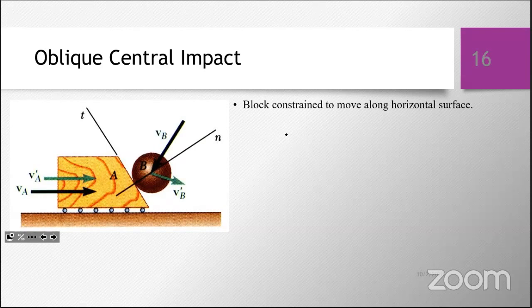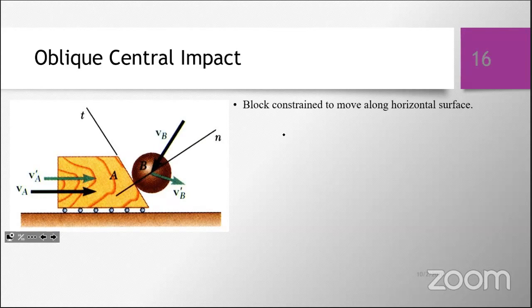But it can't, we're going to assume that it doesn't move off of the ground. So it's got some initial velocity v sub A, it's got some final velocity v prime of A. This ball, the mini Death Star, is hurtling down at this sand crawler, and it's going to strike at this angle. It's going to have an initial velocity here, and it's going to bounce off and be VB prime there. Notice this is an oblique central impact.